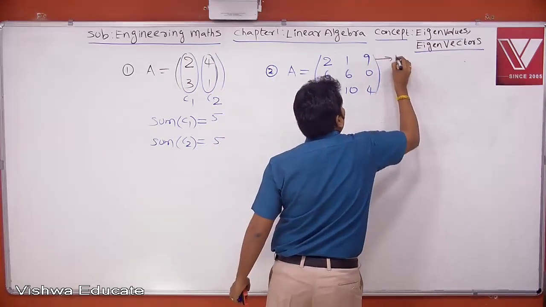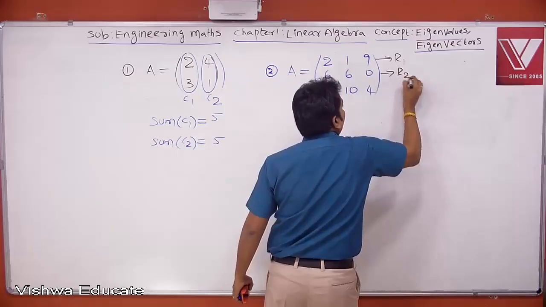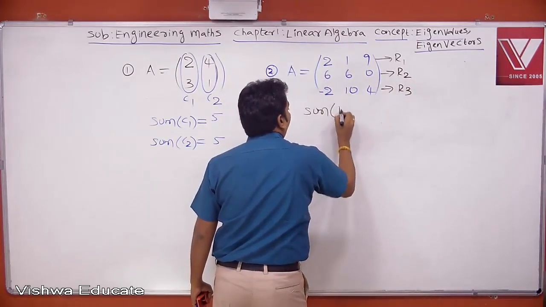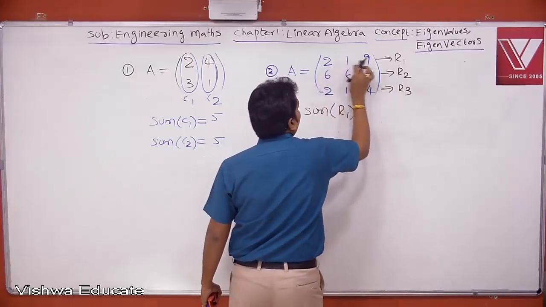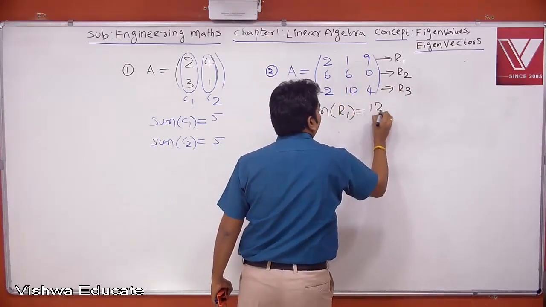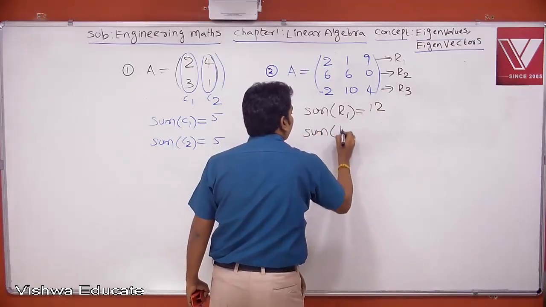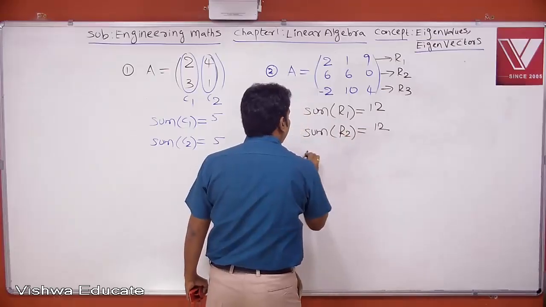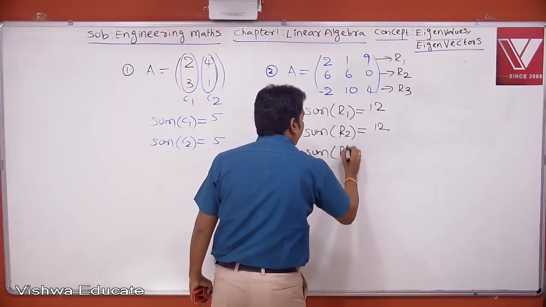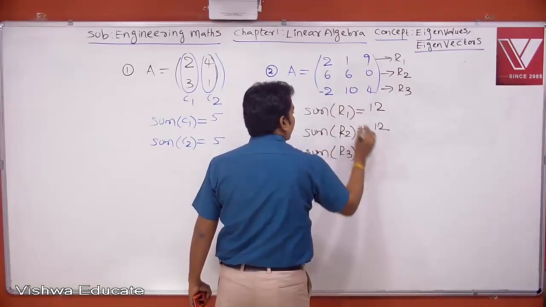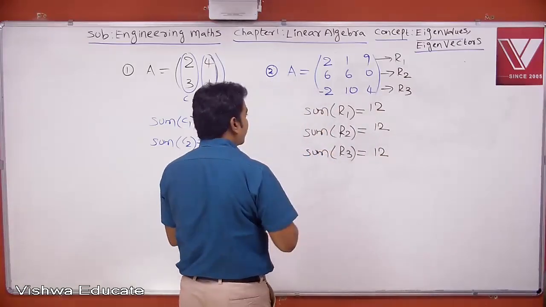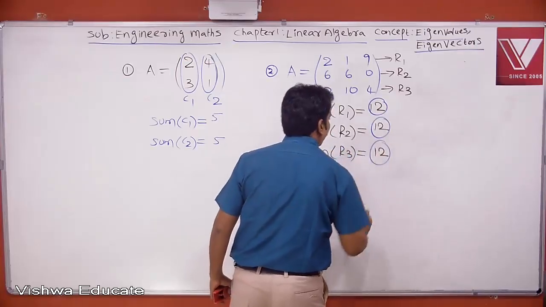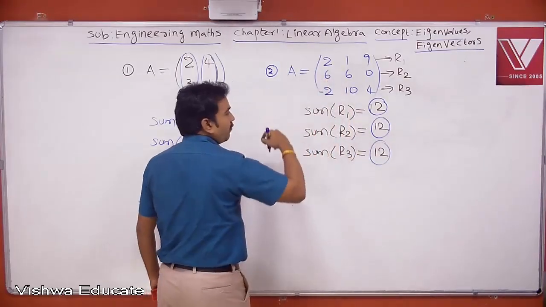This is R1, row 1. This is R2. And this is R3. So in this case, sum of R1, add every element in row 1: 2 plus 1 plus 9. This is 12. Sum of R2, 6 plus 6 plus 0. This is 12. Sum of R3, so 10 plus 4, 14 minus 2. This is 12. Now when you observe this matrix, the sum is common for all rows. This is 12, this is 12, and this is 12. Therefore, 12 is one of its eigenvalues.